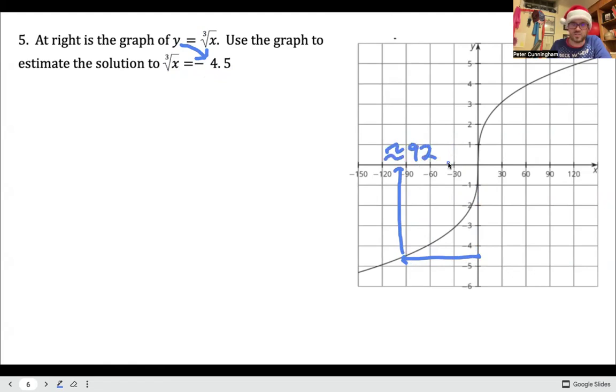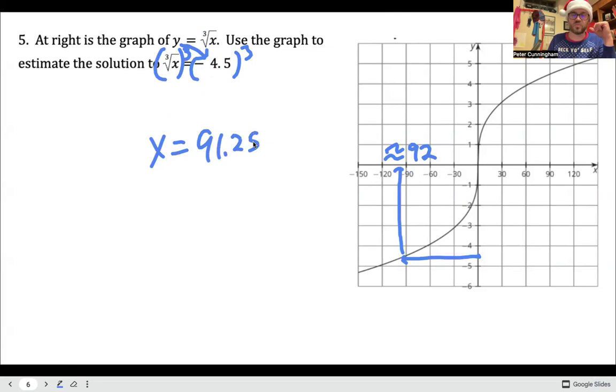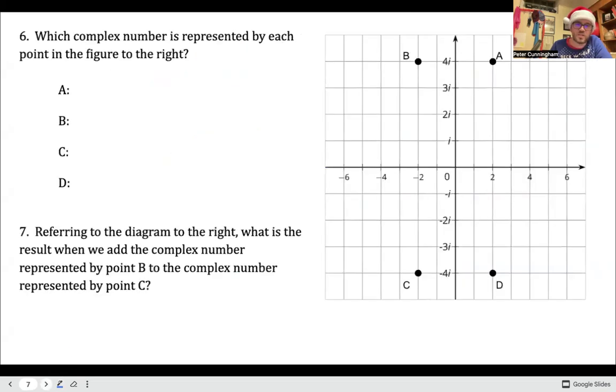Which was a really good guess just by eyeballing it. And I was like, well, let's actually check. Let's do the opposite of this. Let's actually figure out what the answer would be. What is -4.5 to the power of 3? And we did that, and we got x equals 91.25, which means it was a pretty good guess looking and saying, oh, about 92, right? So again, you're looking at the cube root there. Cubes can be negatives, unlike squares, which are positive.